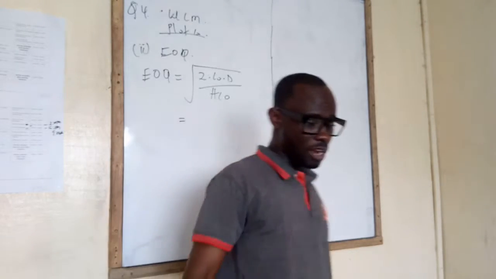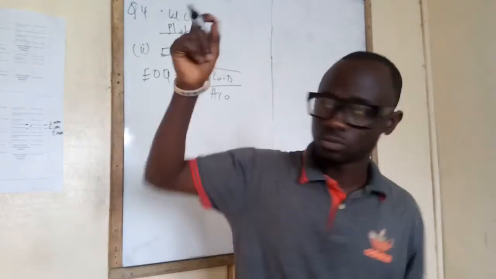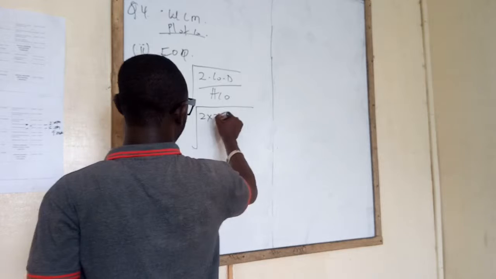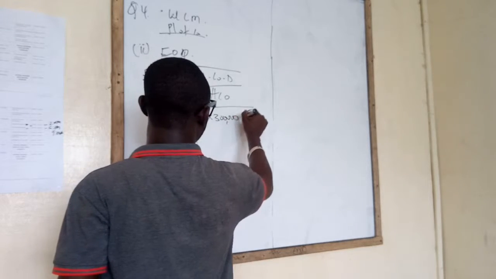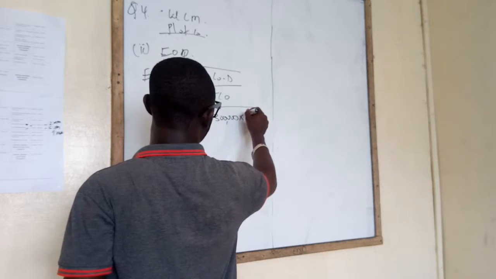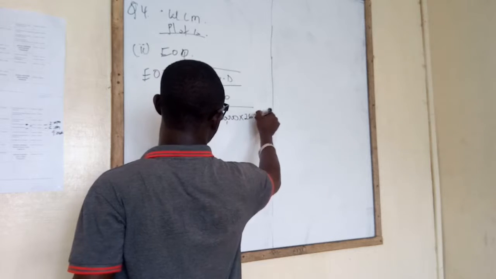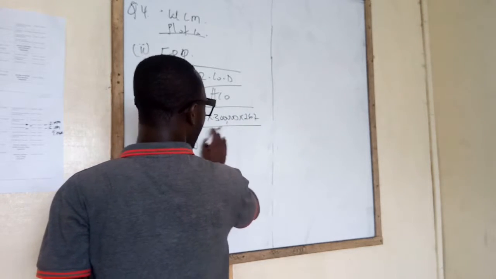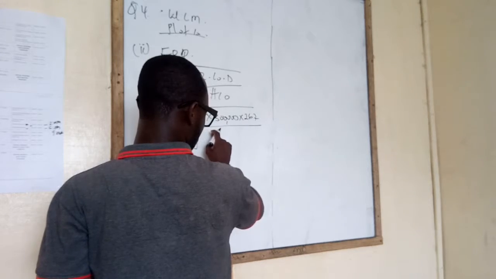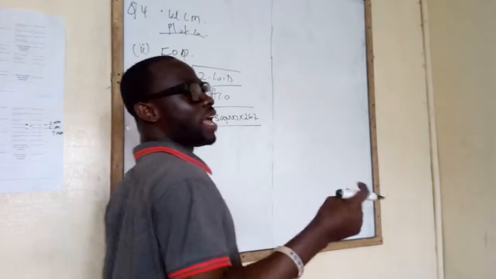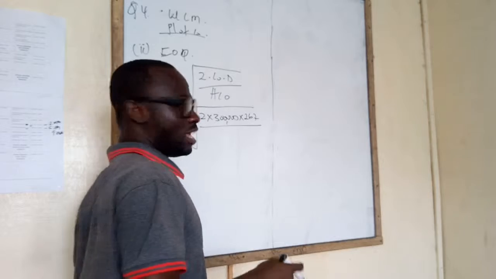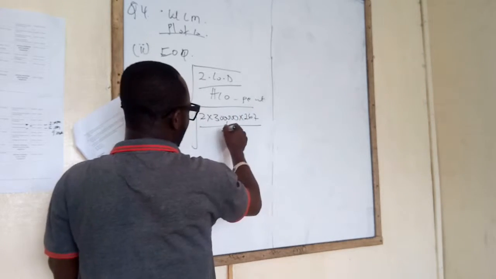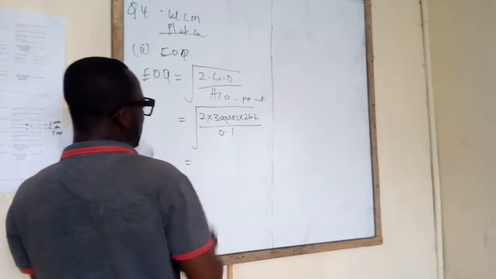What is the annual demand from the question? 300,000. So 2 times 300,000. What is the ordering cost per order? 267. Holding cost? 2,000. Holding cost per unit. This Ho is it not per unit? So 0.1.